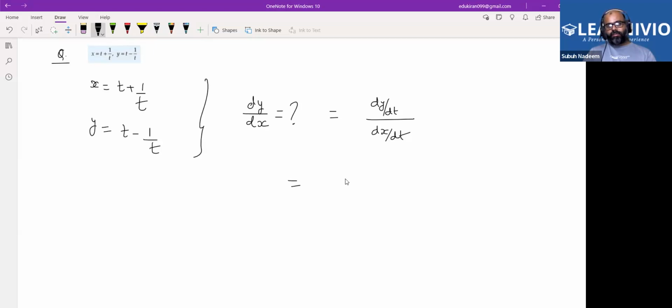Sir, dy by dt is equal to 1 minus log... No, it is differentiation. It is not integration. So if you find dy by dt, differentiation of t is 1 and differentiation of 1 by t is minus 1 by t square, so it will become plus 1 by t square. Are you getting this? If you differentiate this term, t will give you 1 and minus 1 by t will give you plus 1 by t square.